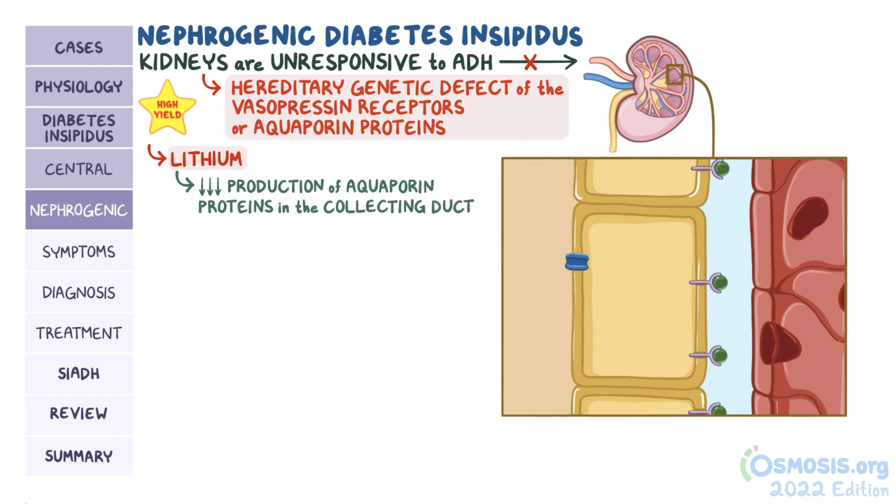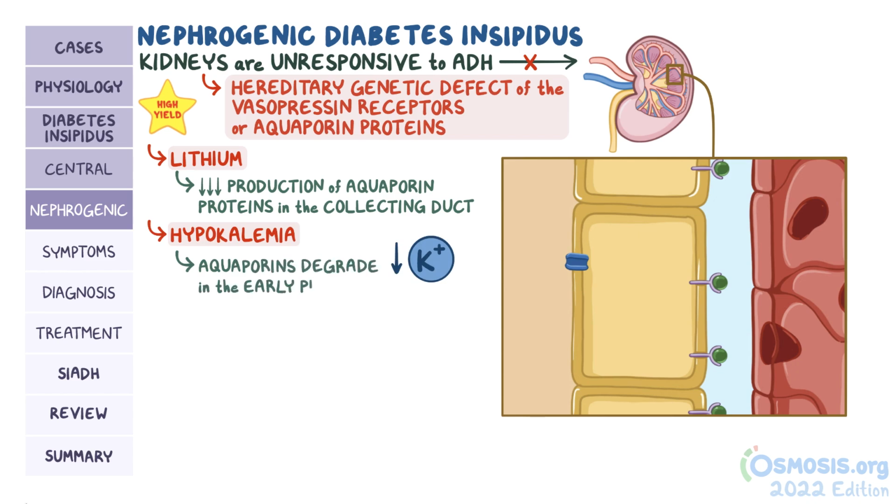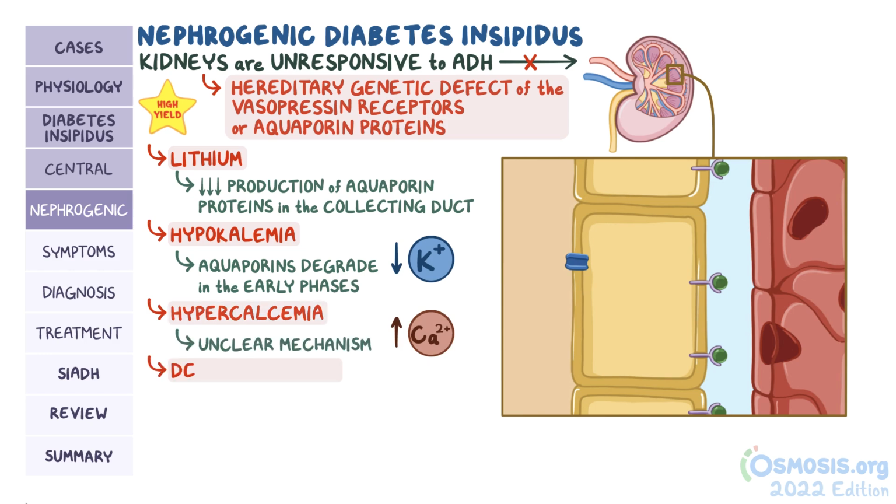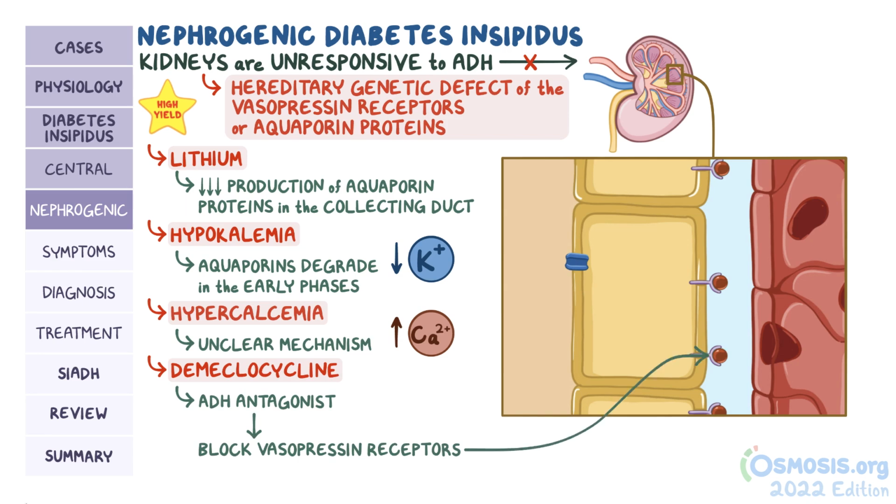Sometimes, nephrogenic diabetes insipidus can be caused by hypokalemia. That's because the aquaporins can degrade in the early phases of hypokalemia. Sometimes, nephrogenic diabetes can also be secondary to hypercalcemia through an unclear mechanism. Finally, demeclocycline, which is an ADH antagonist, can block the vasopressin receptors, leading to nephrogenic diabetes insipidus.